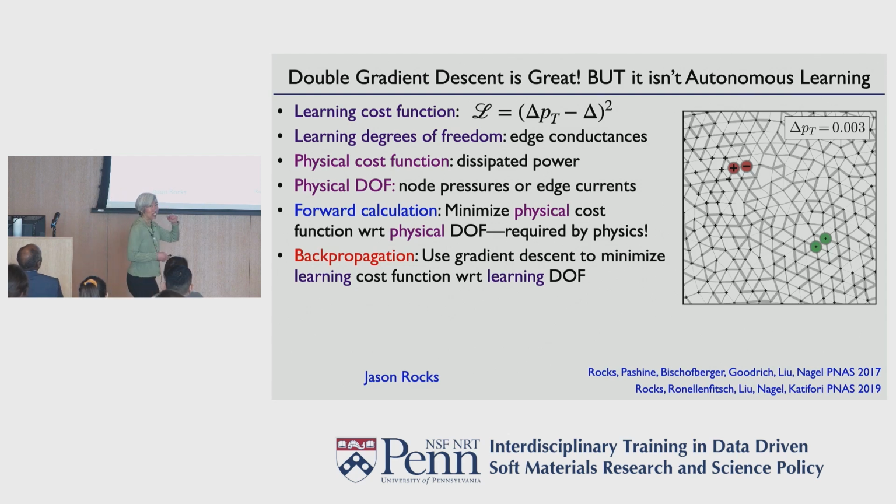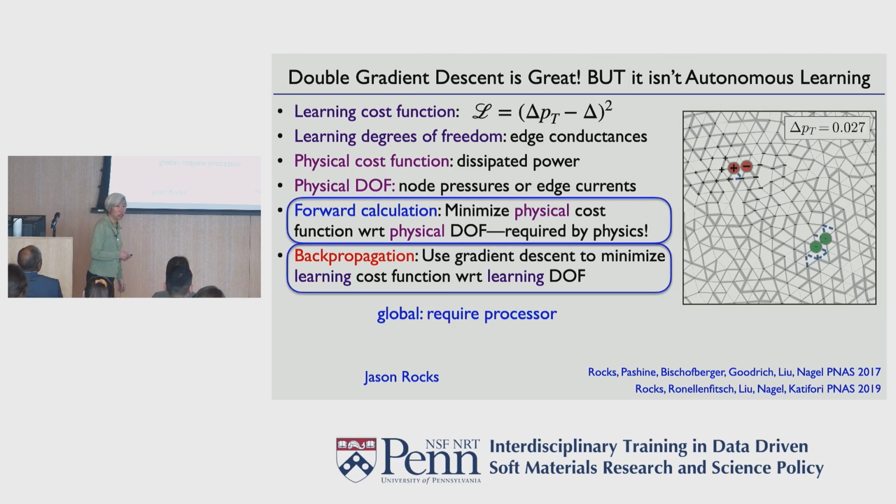So that's great, but it's not autonomous learning. Why is it not autonomous learning? Well, this was all done on the computer, and there are 2 key parts of it that both require computation. First of all, to do the forward calculation, to minimize that physical cost function with respect to the physical degrees of freedom, like the node pressures, required computation. Then the second part, using gradient descent to minimize the learning cost function with respect to learning degrees of freedom, also requires computation.